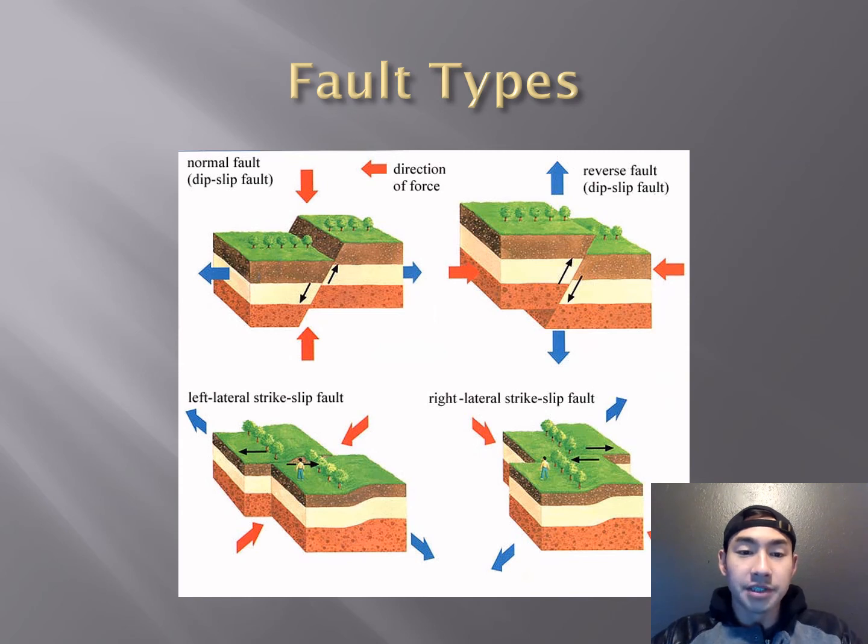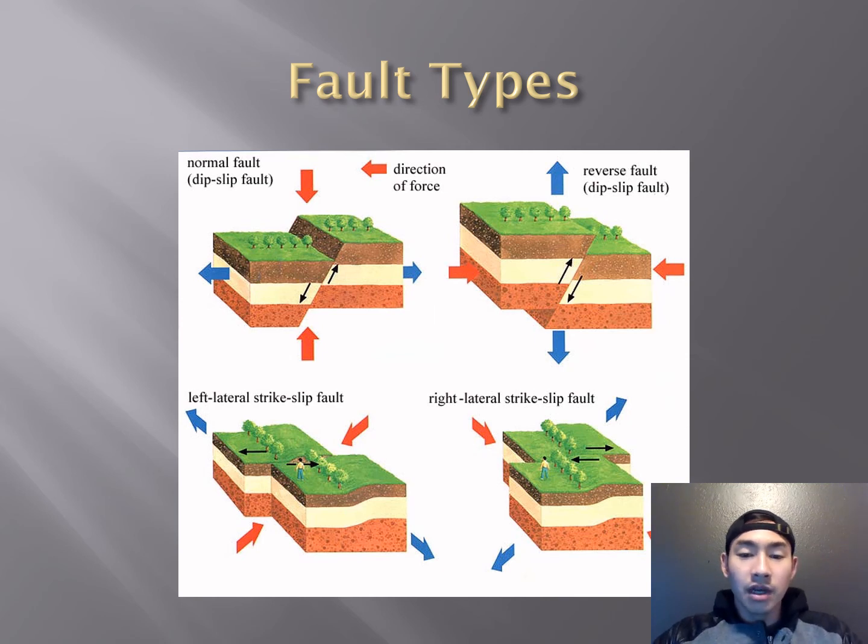So we have different fault types. We have our normal faults, our reverse faults, and our strike-slip faults. Strike-slip faults are two-directional, where they're right lateral and left lateral. In the normal fault sense, we have our hanging wall that moves down, or the footwall moves up. In the reverse fault, we have our hanging wall moving up and our footwall moving down. Our right lateral and left lateral strike-slip faults are where these blocks slide past one another.